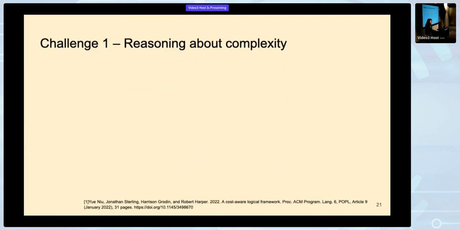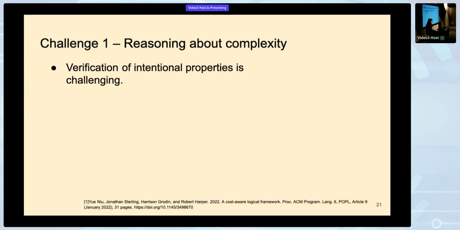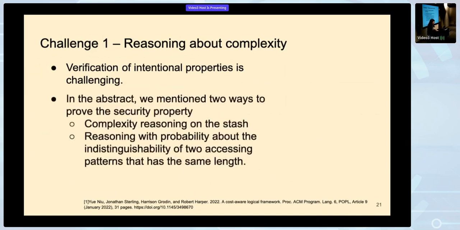Lastly, challenges. We have reasoning about complexity. Verification of intensional properties is hard. Yes, you can nod right now. In the abstract, we mentioned two ways to prove the security property, but we didn't really mention the complex reasoning on the stash. That's because we are not super aware of work on this. I talked to Harrison, and the CoqPL project in Acta is supportive of Bayesian notation reasoning, but it's in Acta.